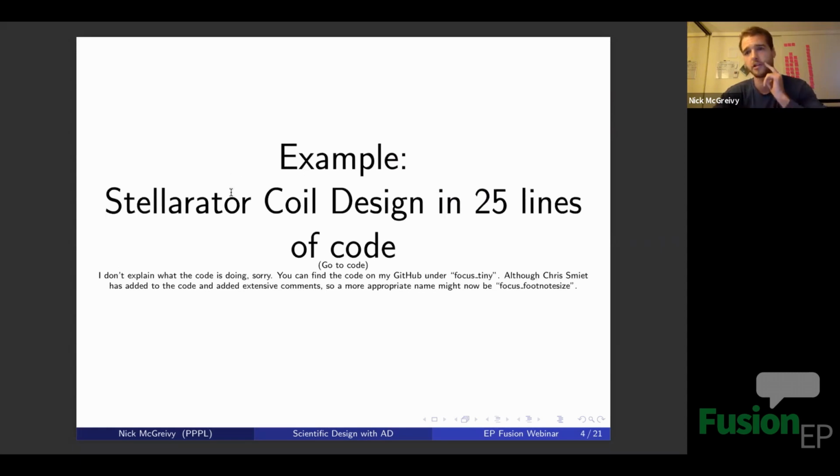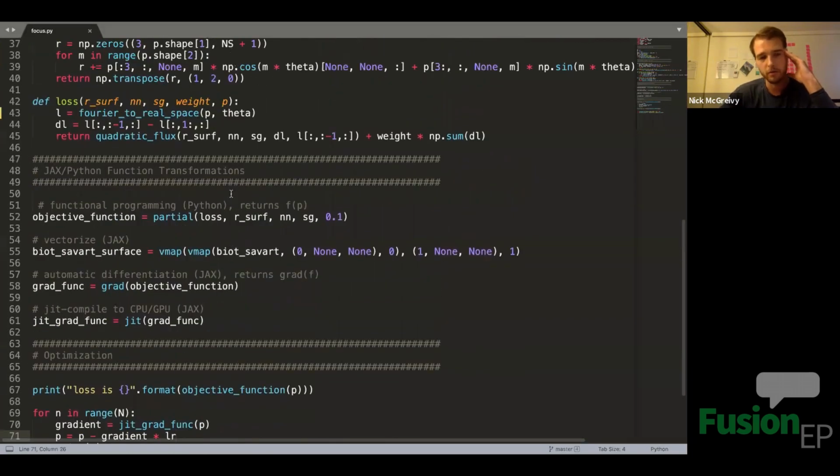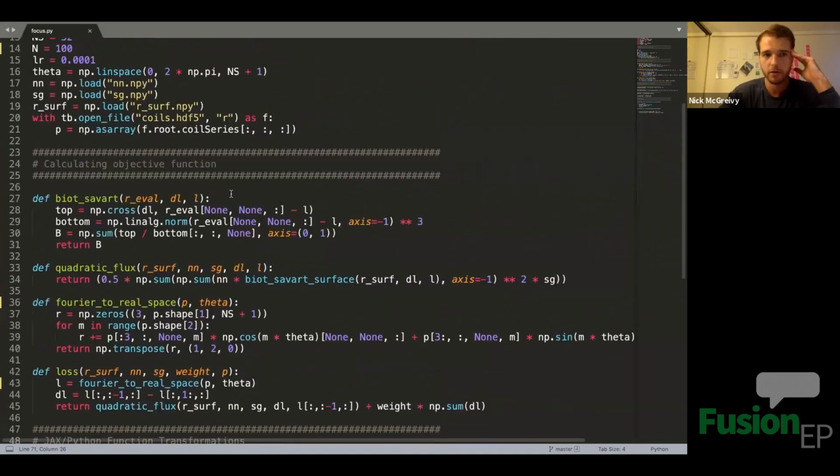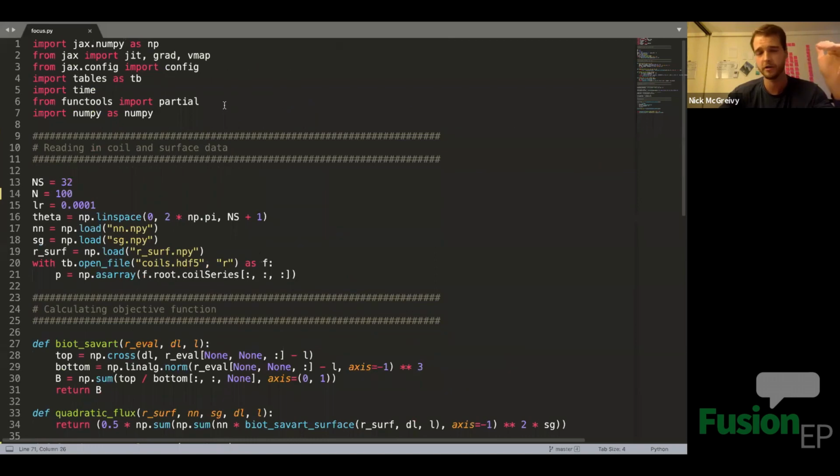and it's not the one I use in my research. It's the bare bones, simplest thing that I could come up with. It's not 25 lines of code, but it would be if you cut out all the comments and imports. So this is a coil design code, and we don't need to understand the details to understand why automatic differentiation is really nice here. The first thing we need to understand is this line right here, import jax.numpy. And JAX is an AD library.